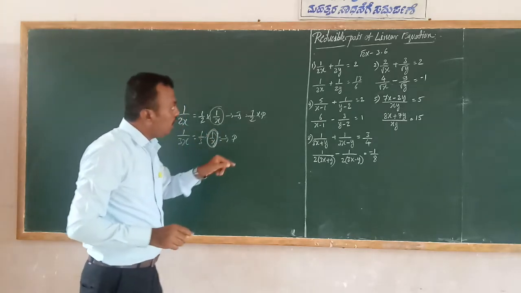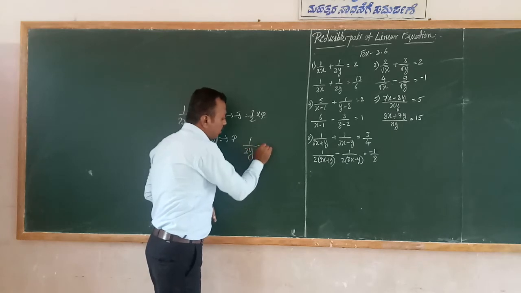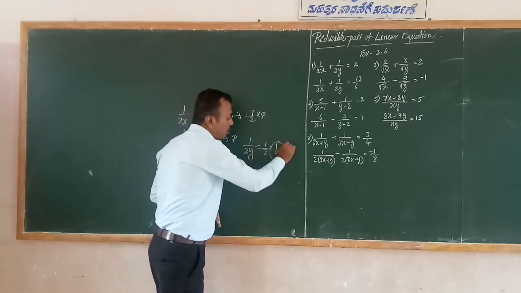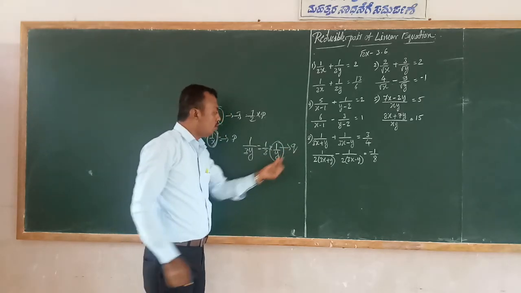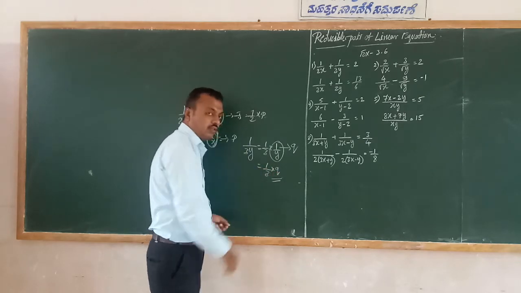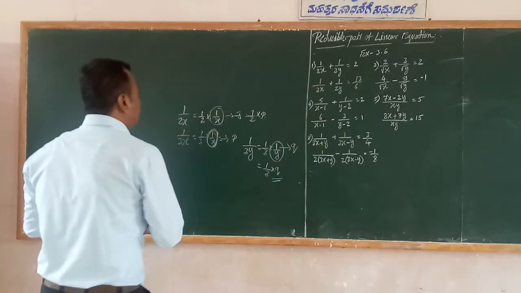Understood? And like that, 1 by y. So 1 upon 3y is 1 by 3 into 1 upon y, and 1 upon y is called q. Therefore it becomes 1 by 3 into q. Do you understand? So like this we have to reduce the given equations.